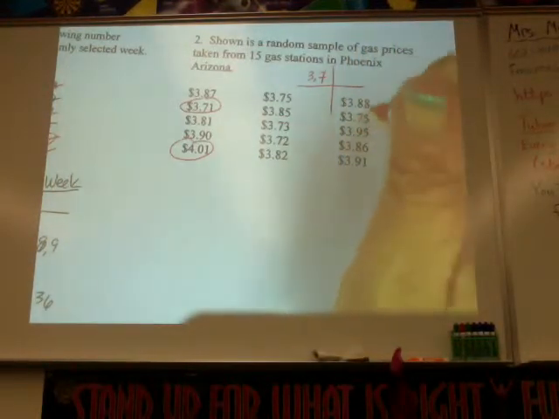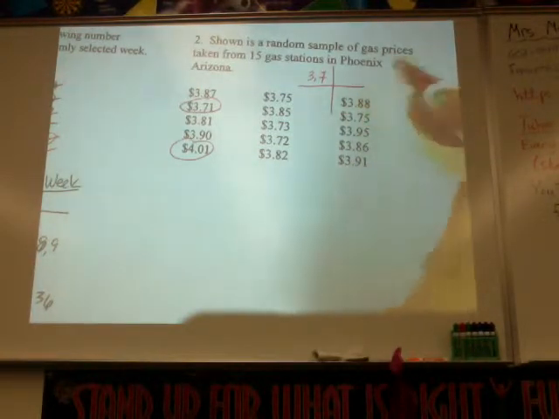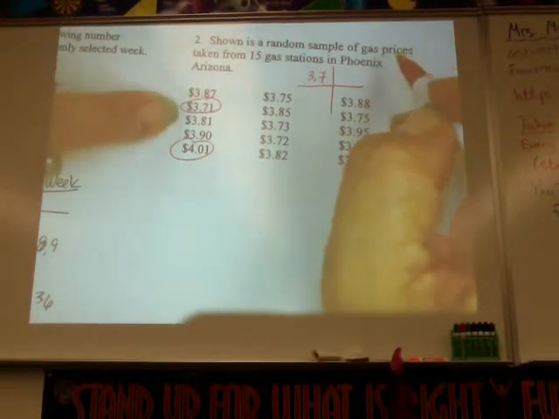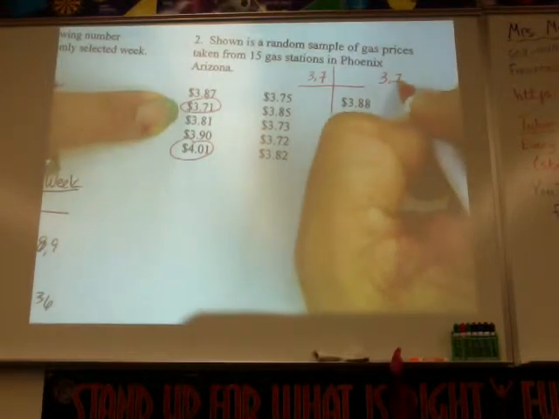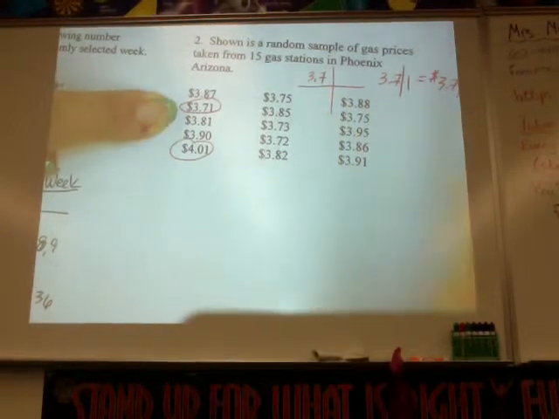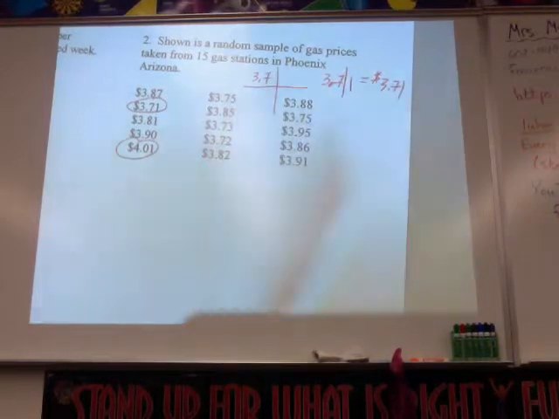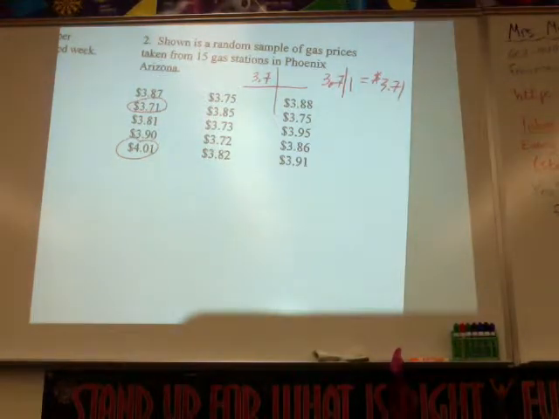And then your leaves are your last penny. So when you do your key, it looks like, well, if we're doing 371, you'd have 3.7/1 equals $3.71. So that's how you'll deal with that one.